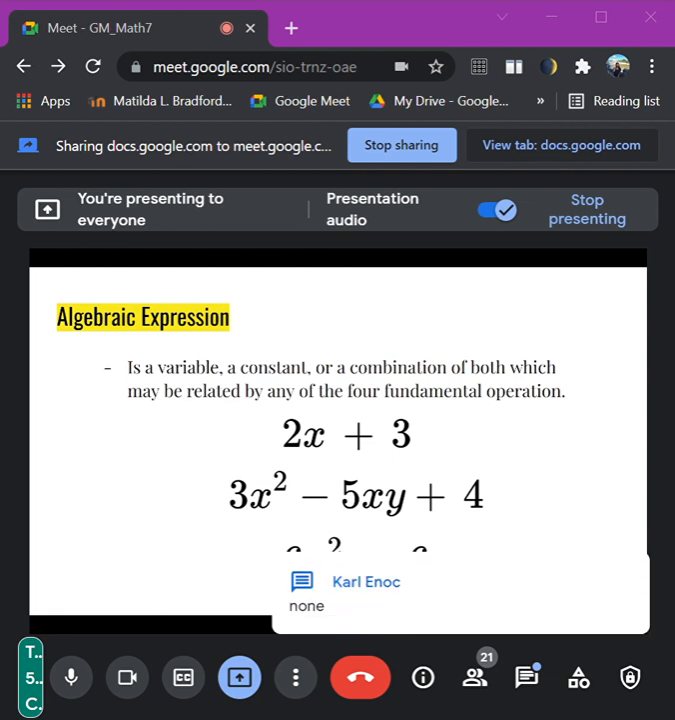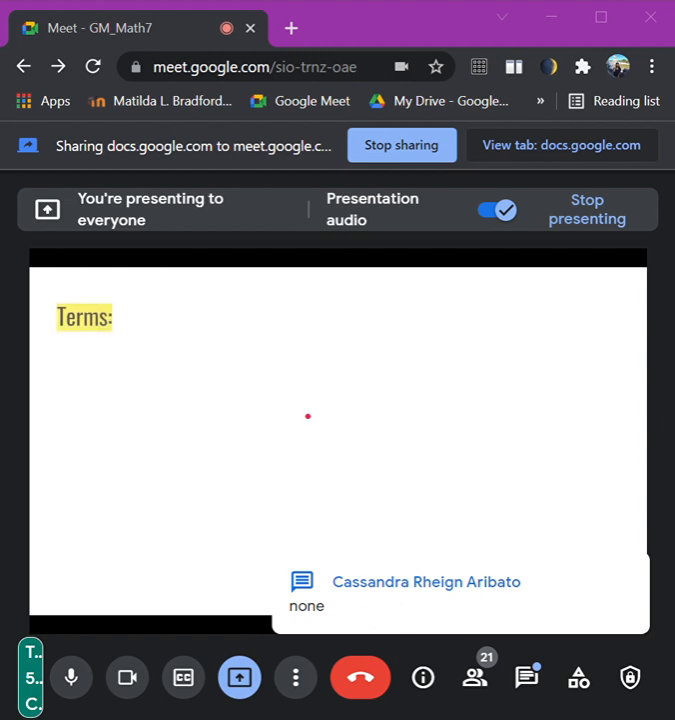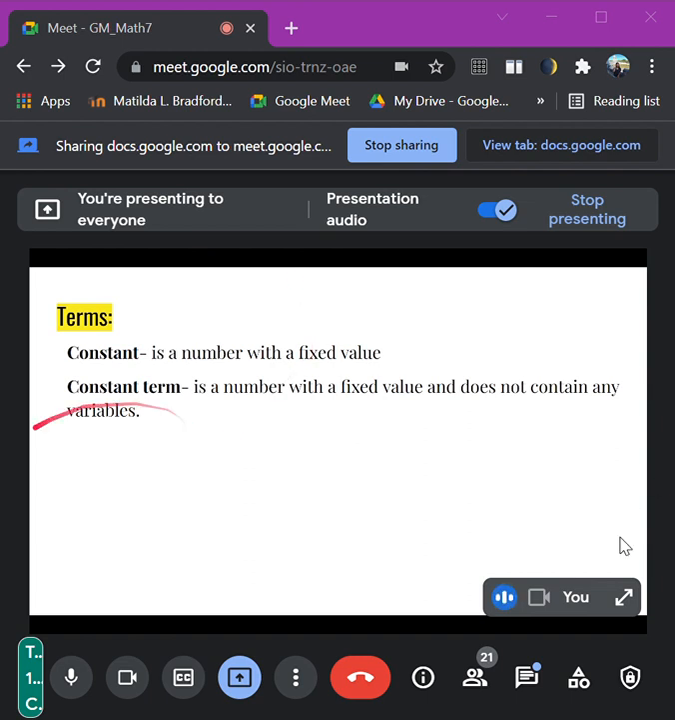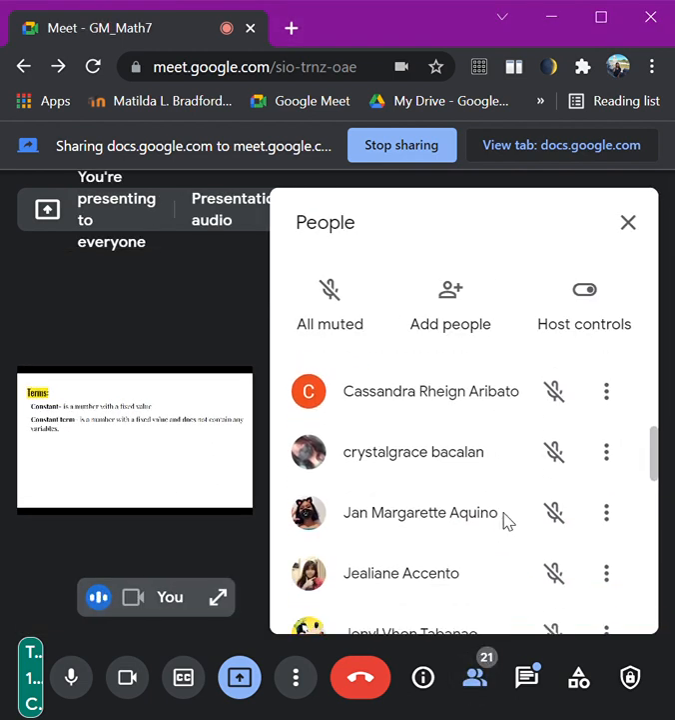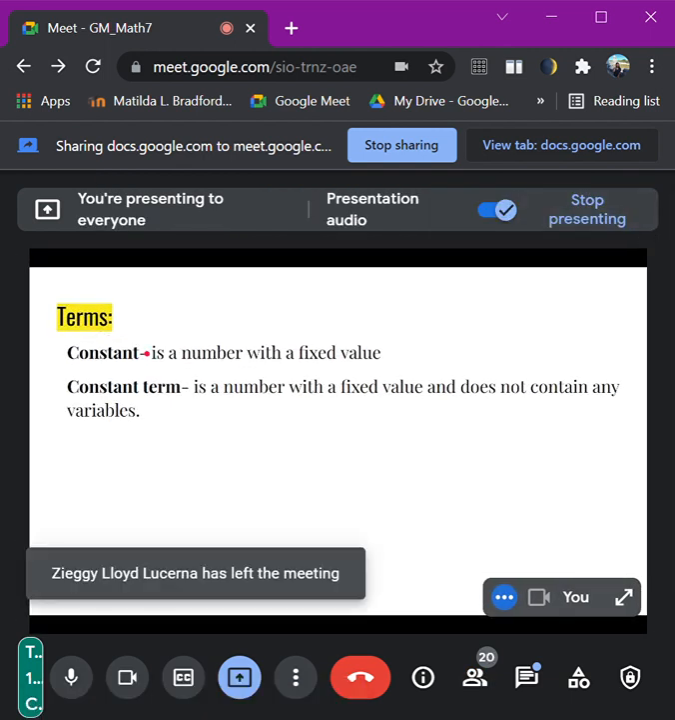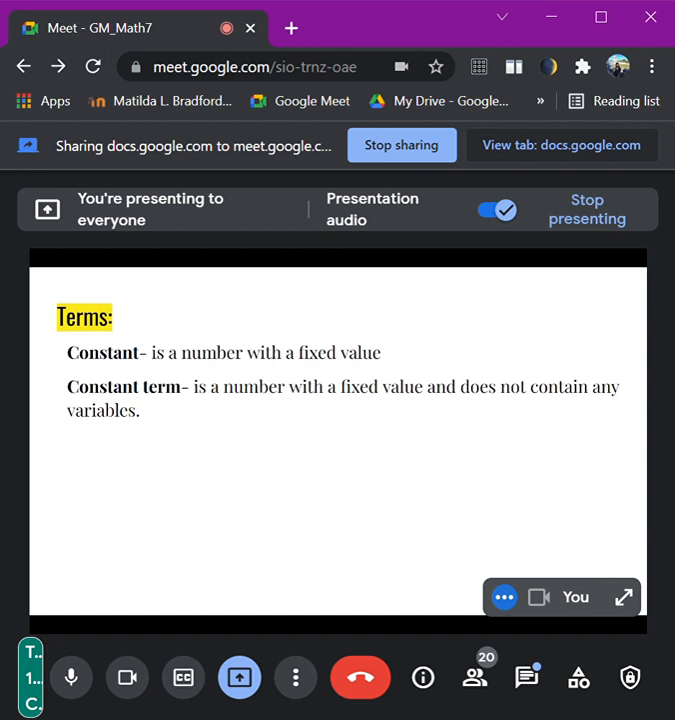Okay, none? Now, this time we are going to know our next term. So we have learned about the constant. Those numbers are fixed values. Now, we have here our constant term. So what is a constant term, teacher? Please read what a constant term is. Constant term is a number with a fixed value and does not contain any variables. Okay. So when we say constant term, class, that is a fixed value and does not contain any variable.